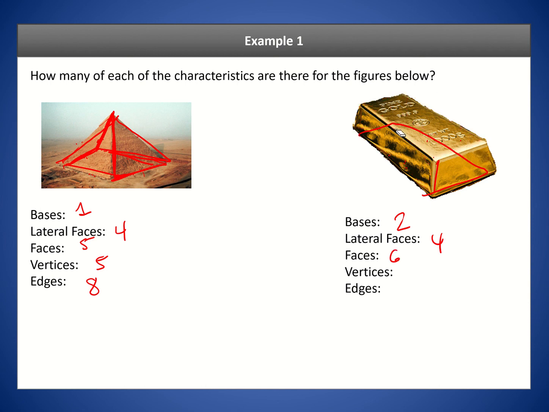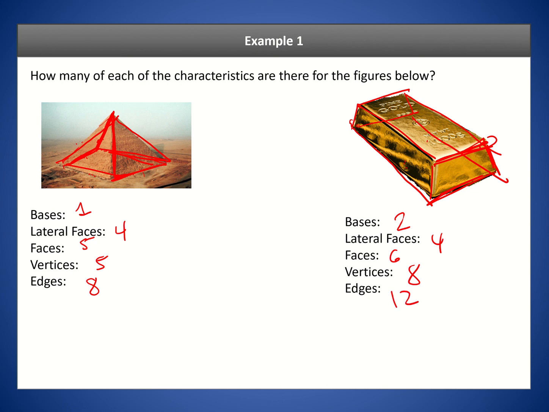And then the vertices are the corner points. So 1, 2, 3, 4, 5, 6, 7, and then 8 on the back. So 8 vertices. And edges, so it's kind of all the edges. So we got 1, 2, 3, 4 on the back, 5, 6, 7, 8 for the 2 trapezoids, and then 9, 10 for the bottom floor, 11, 12. So it looks to be about 12. All right. So there you go.